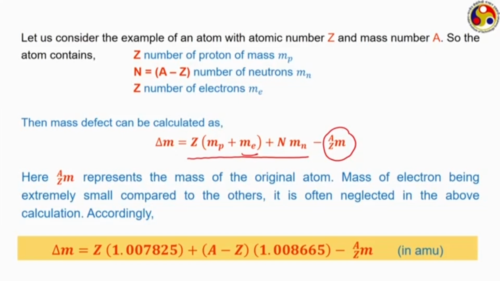Accordingly, by putting in the mass of the proton and neutron, we get this mathematical relation for mass defect in terms of AMUs: delta M is equal to 1.007825, which is the mass of a proton, times the number of protons, plus 1.008665, which is the mass of a neutron, times the number of neutrons, minus the original mass of the nucleus itself, which can generally be obtained from mass spectrography or associated techniques.